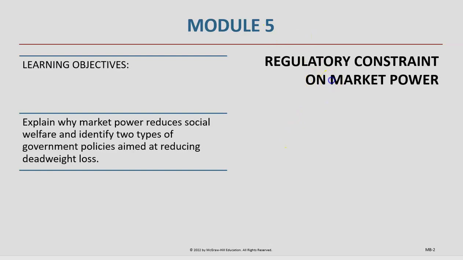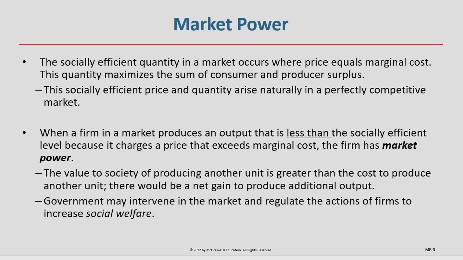Okay, Module 5 looks at market power, and the learning objective is to explain why market power reduces social welfare and identify two types of government policies aimed at reducing deadweight loss. Okay, so let's just review the idea of market power.